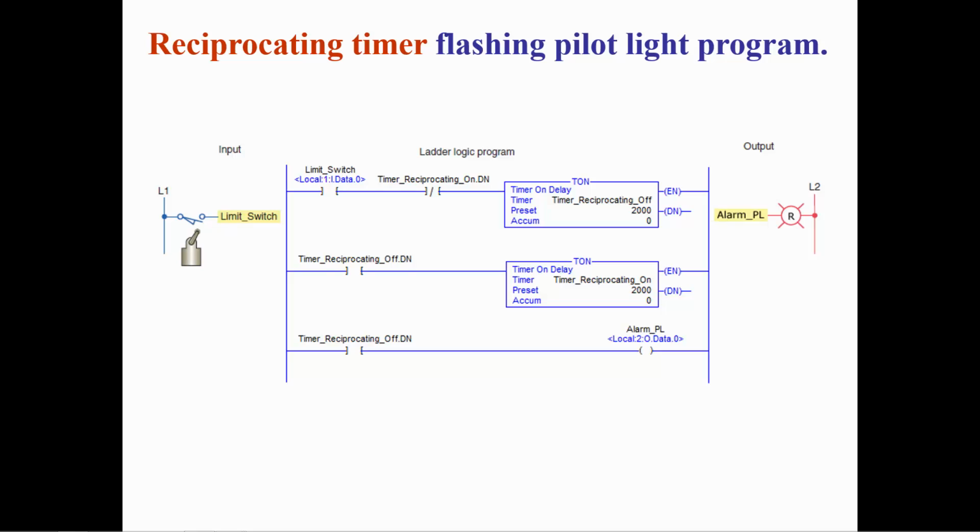Timers can also be connected in a reciprocating arrangement. When the first timer is done, it will start the second timer. When the second timer is done, it will reset and start the first timer. This arrangement can be used to create a flashing alarm light.